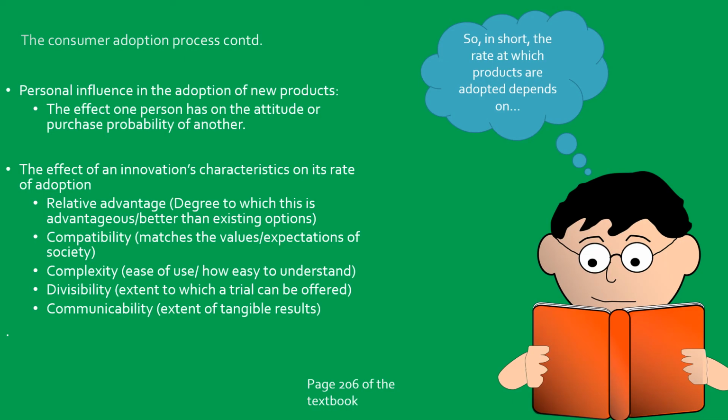So in short, the rate at which products are adopted depends on how easy it is to use, especially if it needs to be used with other products at the same time. It also depends on to what extent it can be tried out before use. You can read more about these characteristics on page 206 of the textbook, but the content is summarized here on the slide.